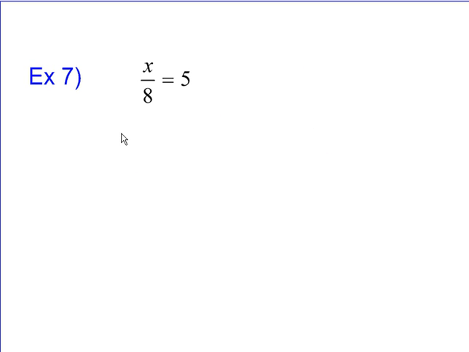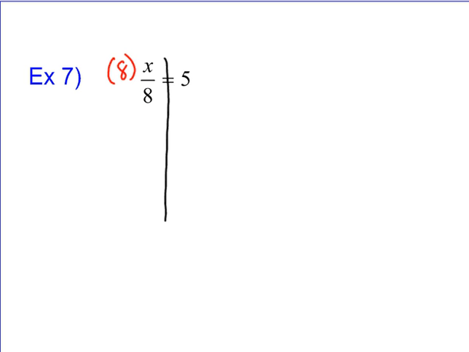Two more examples. This time we're going to do them with dividing. Here we have x divided by 8 equals 5. So the opposite of dividing by 8 is multiplying by 8. And you notice that I've put the 8 up here in the numerator. There's a reason for this. If we move it down here next to this, it says 8 times 8, which is 64. Doesn't make it go away, does it?